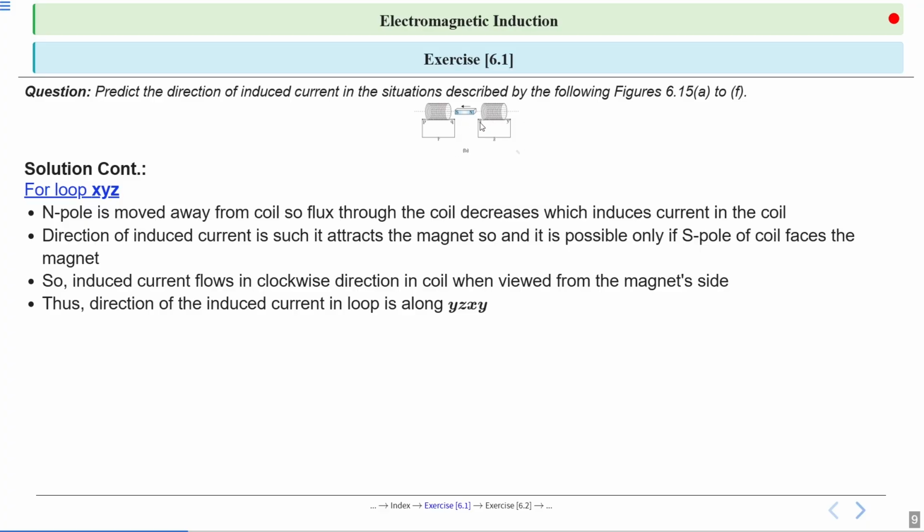Okay. If you are not able to visualize that end, if you have confusion in determining the current at that end, you can determine the current from the other end. If on one end there is a south pole, then on the other end there is a north pole, and the direction for north pole is anti-clockwise. So current is flowing from y, z, x, y. Okay.